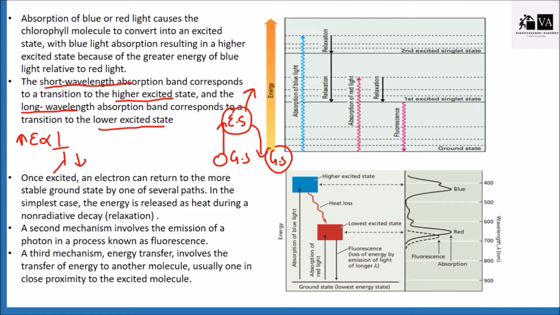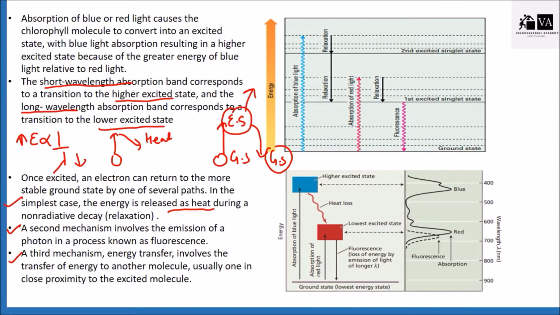So the molecule will return to its stable ground state in three simple steps. First, it will release energy in the form of heat, and it will come to its ground state.